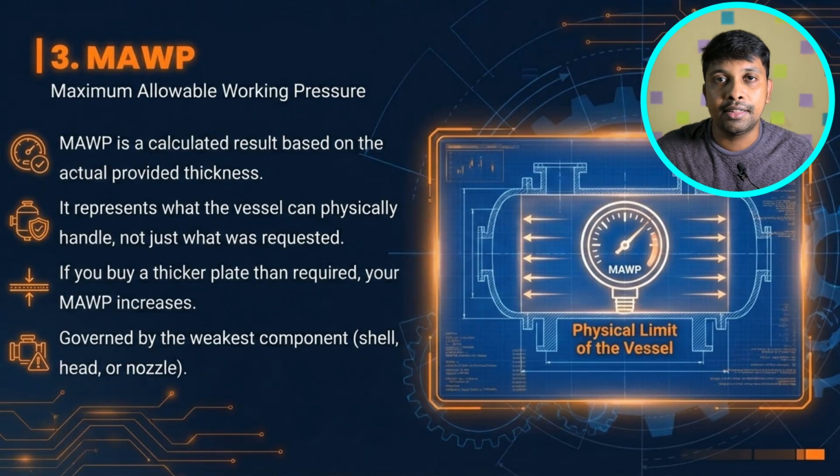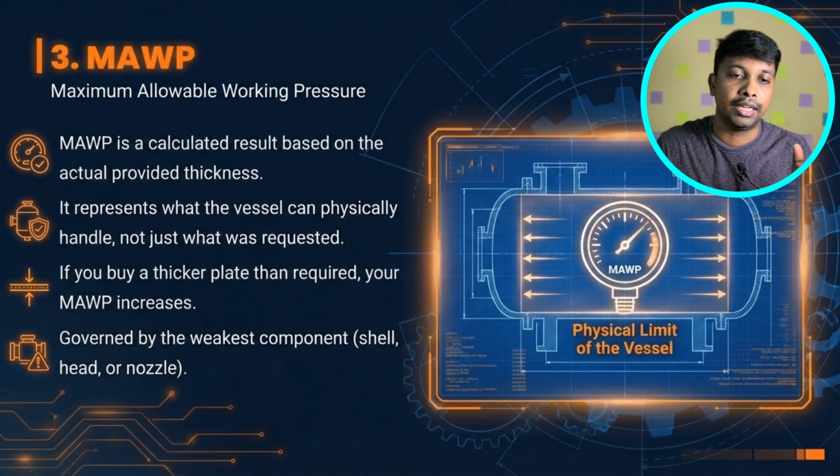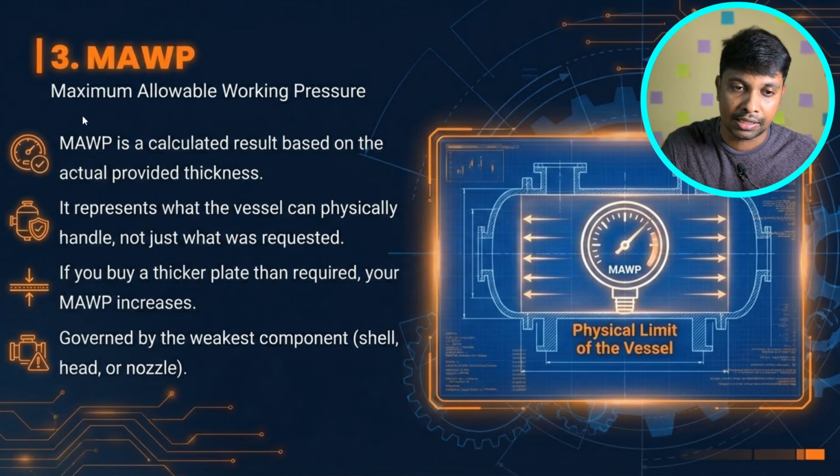MAWP. Normally this is a confusing factor for almost all engineers. What is MAWP? From the term itself you can easily understand: maximum allowable working pressure. This is the maximum pressure the vessel is able to handle. Why are the design pressure and the maximum allowable working pressure not the same? In some vessels it might be the same, but it is not common for all.